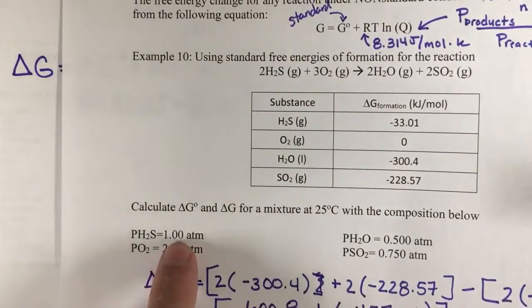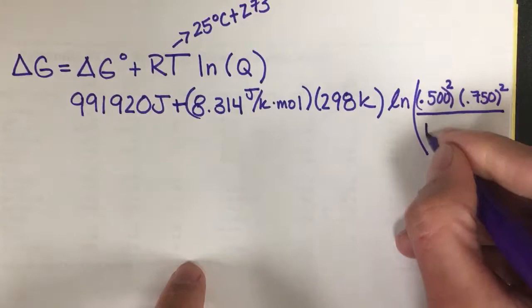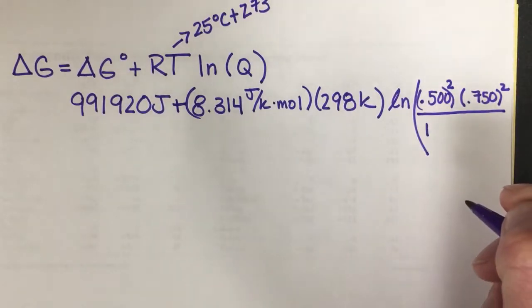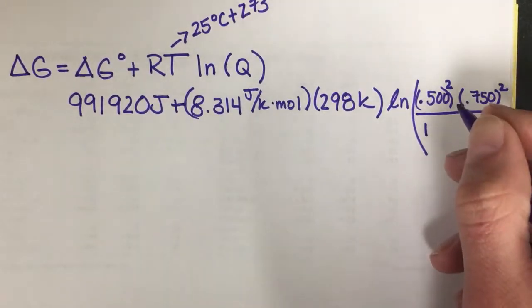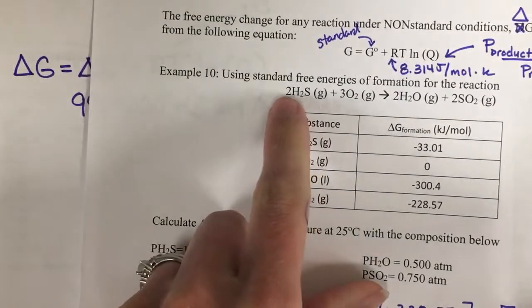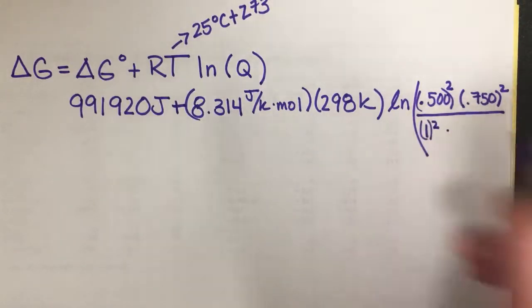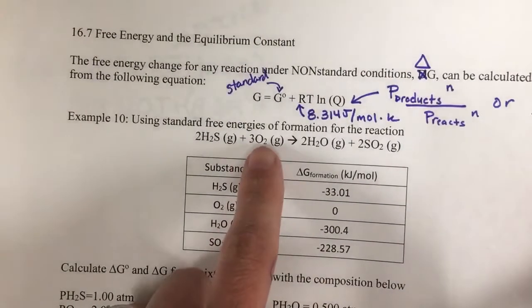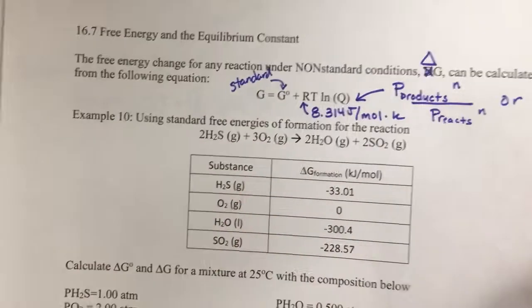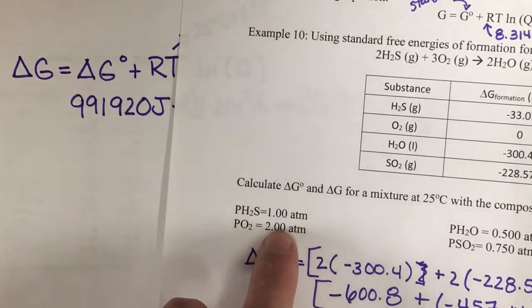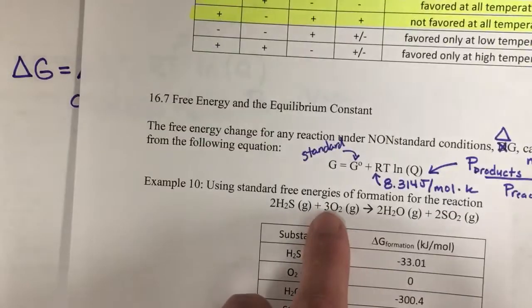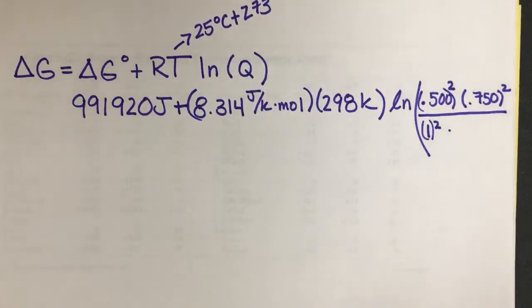H2S is 1 atm. Now, technically, any power I raise 1 to is going to be the same, but just to make sure that I know what I'm doing, H2S, there are 2 of them. So I'm still going to show that it's squared, even though I realize it doesn't really do anything mathematically. Okay. And then I've got O2. O2, I've got 2 atm, and that's going to be raised to the power of 3.